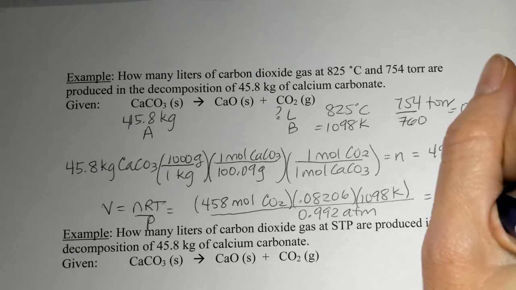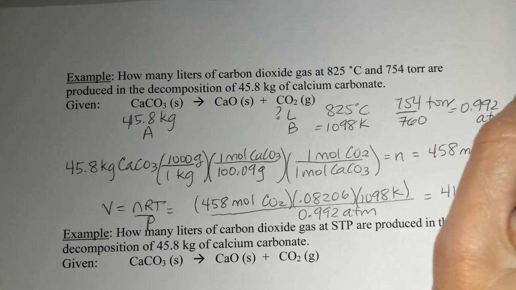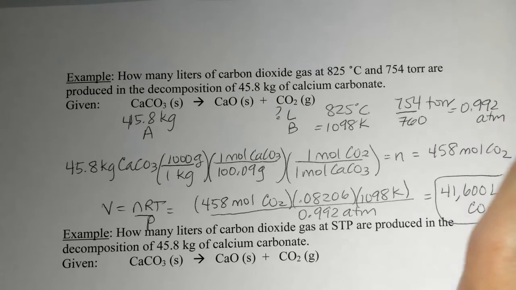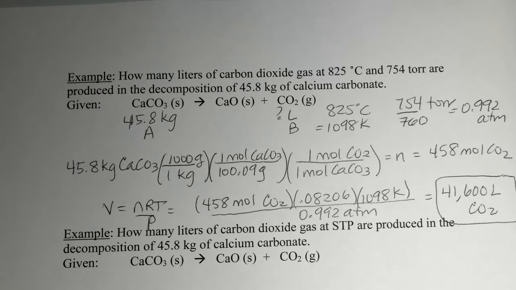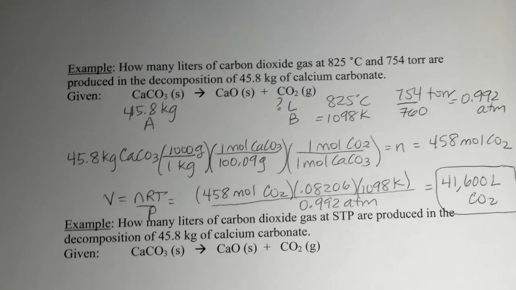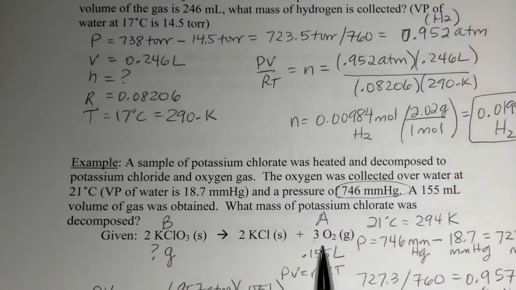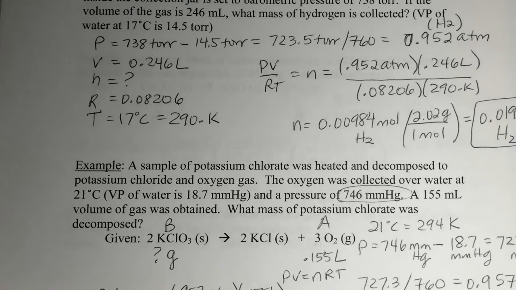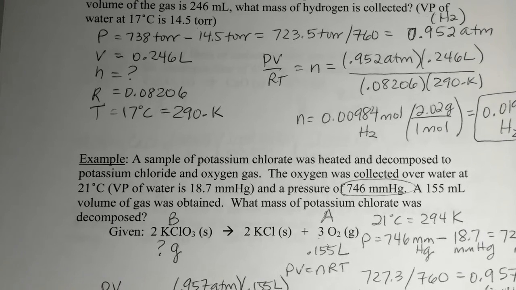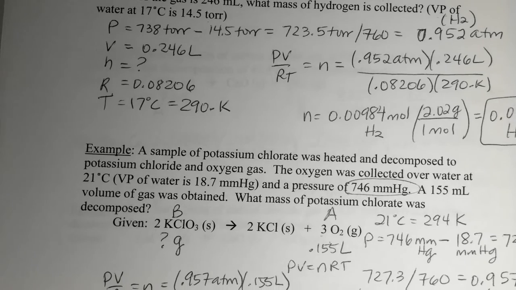It is 41,600 liters of carbon dioxide. All right, so anytime we do stoichiometry, right, we have to go through the mole-to-mole ratio. In the last example, we were starting with the gas, so we did PV=nRT first to figure out moles, then the mole ratio, then to mass of solid.